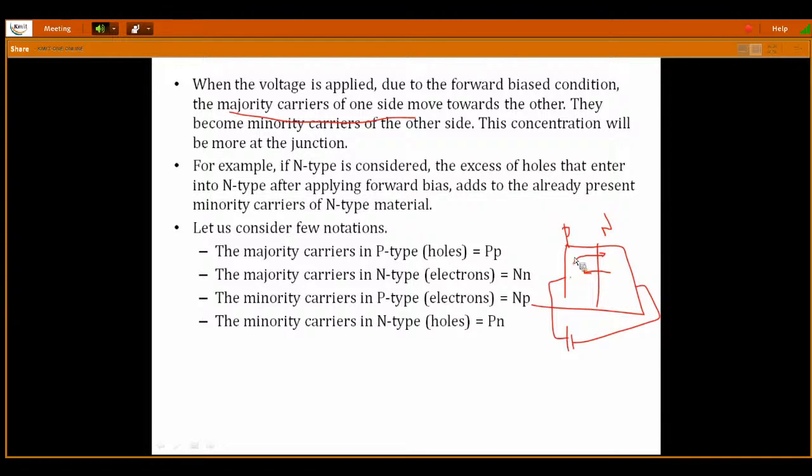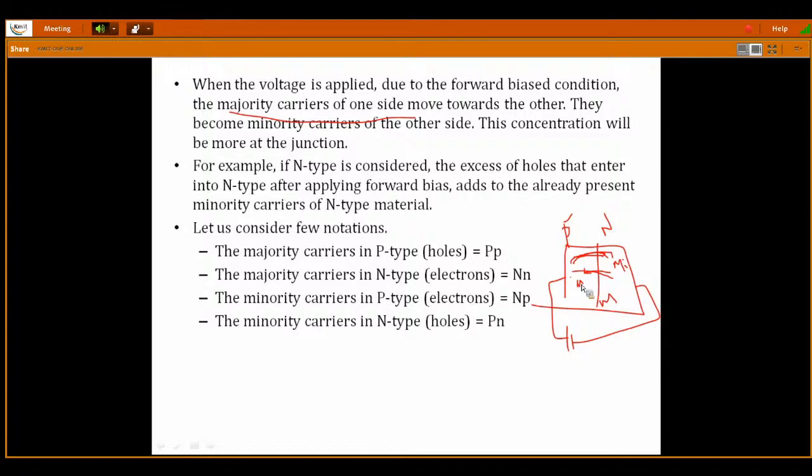When the majority charge carriers in the P side are entering into the N side, what will they become? They will become the minority charge carriers. Because holes are the majority charge carriers in the P type, and in the N type, holes are the minority charge carriers. Now, when these majority holes enter into this N region, they become a minority in the N type region. At the same time, when the electrons from the N region enter into the P type, they become a minority charge carrier.